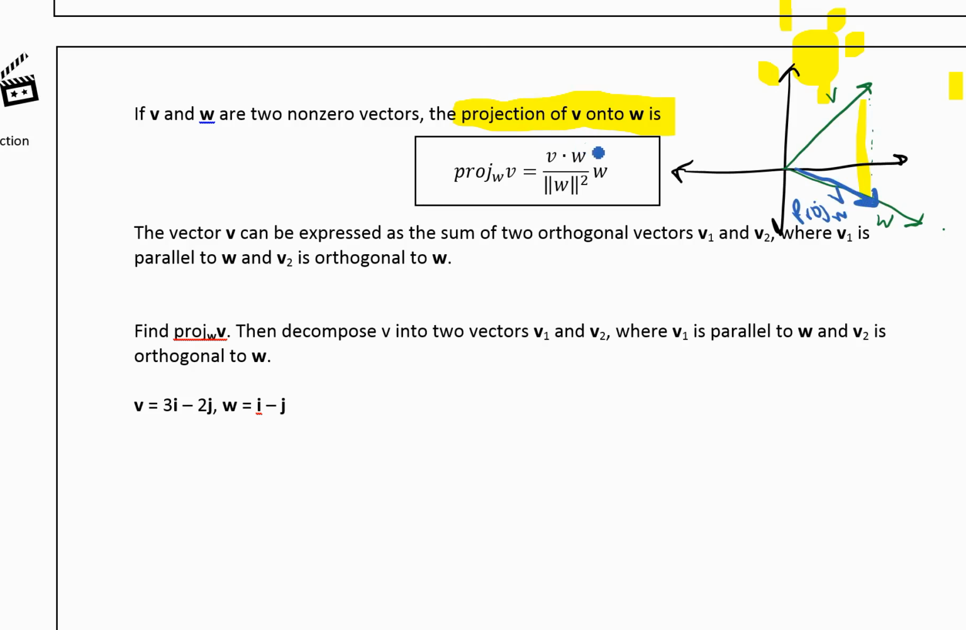So here's how we find it. We're going to multiply a number times W. We're going to scale W. So the number that we find first is V dotted with W over the length of W squared. So we're going to do it here.